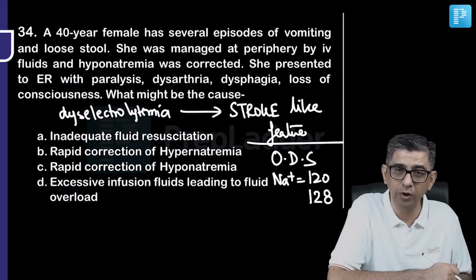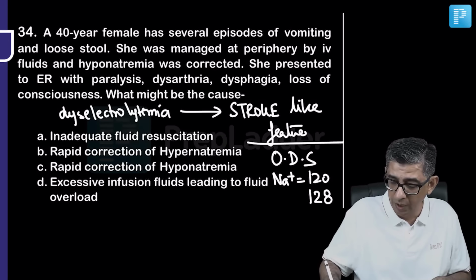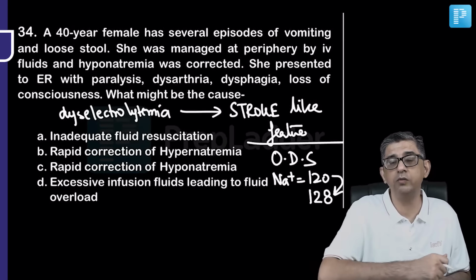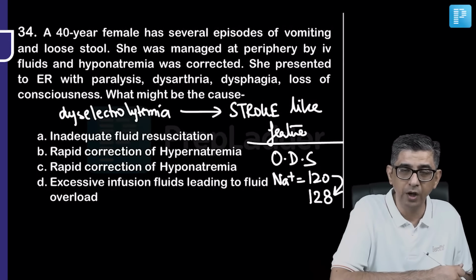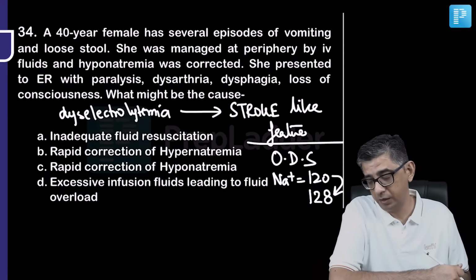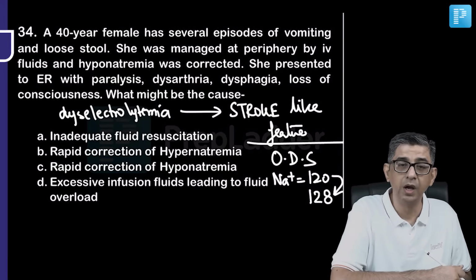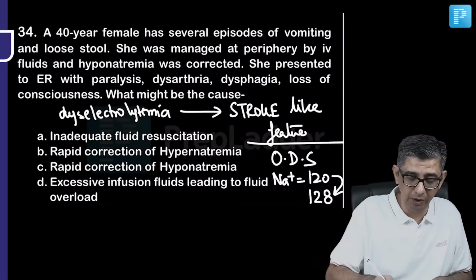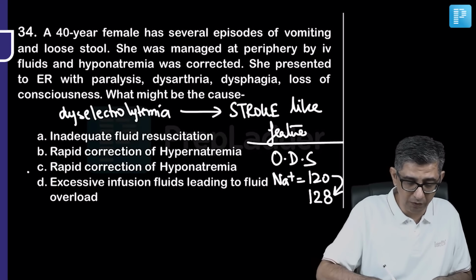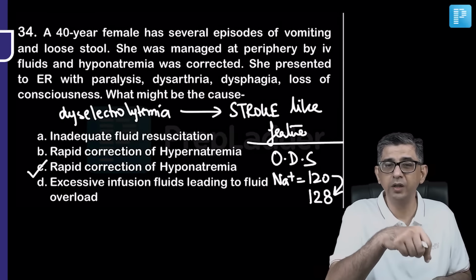So over 40 to 72 hours I would like to gradually increase the sodium values in the patient, in increments of 8 milliequivalents per day, to 120, 128, and then 136, instead of doing it fast. If you do it fast, you have osmotic demyelination. So rapid correction of hyponatremia is the villain in this case.